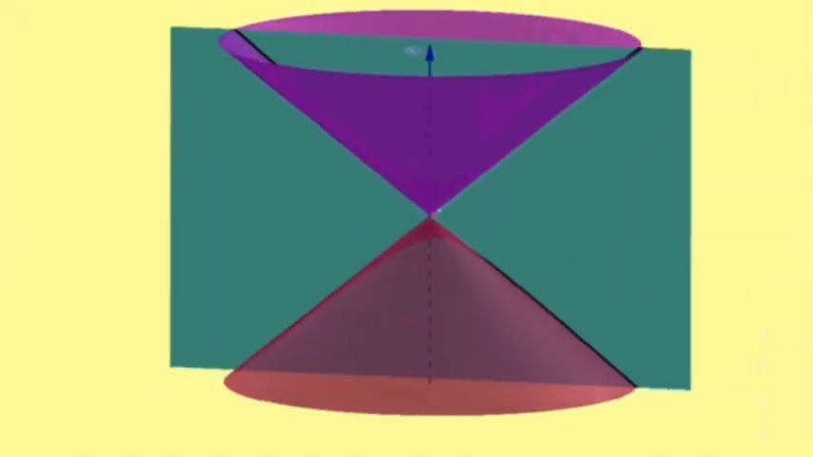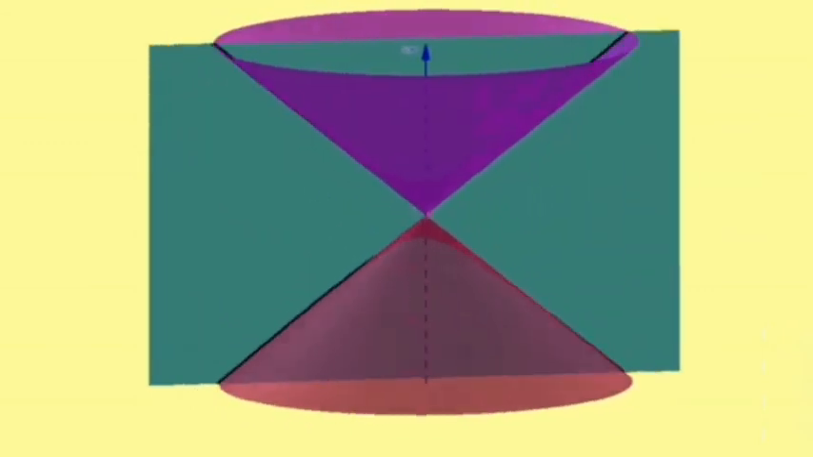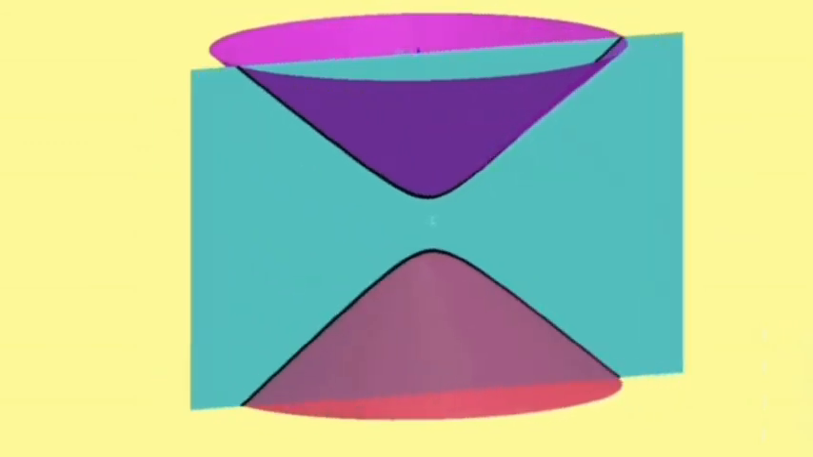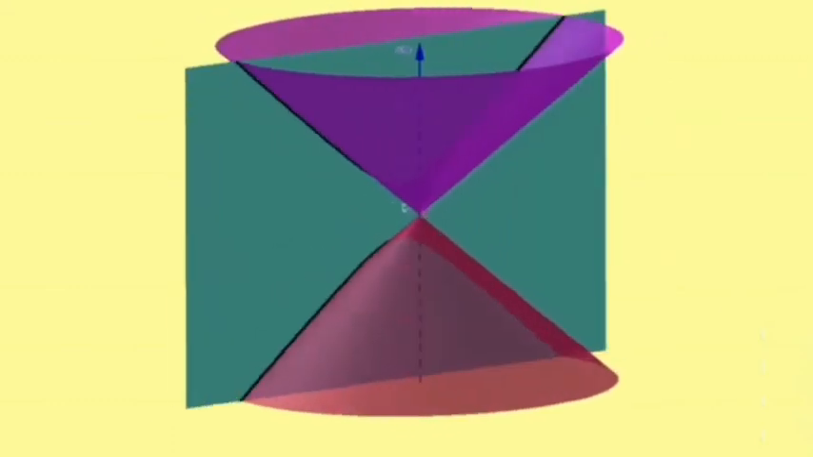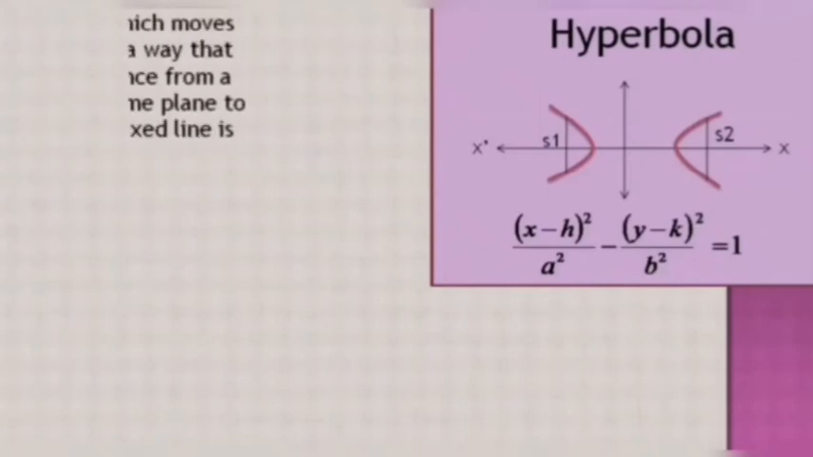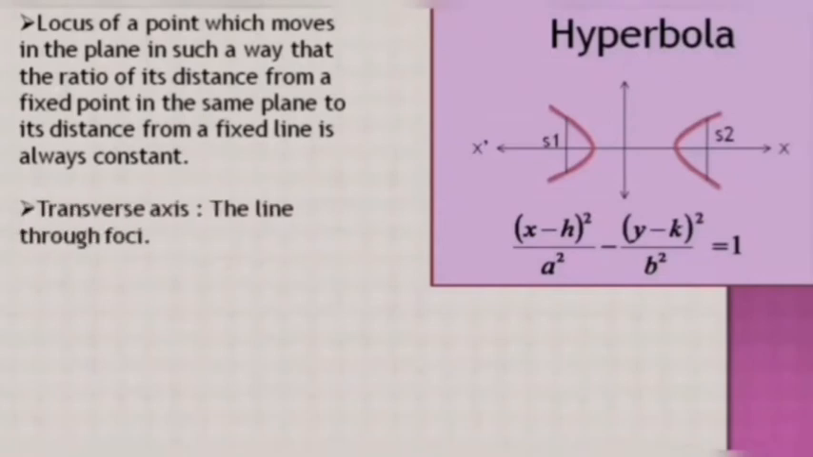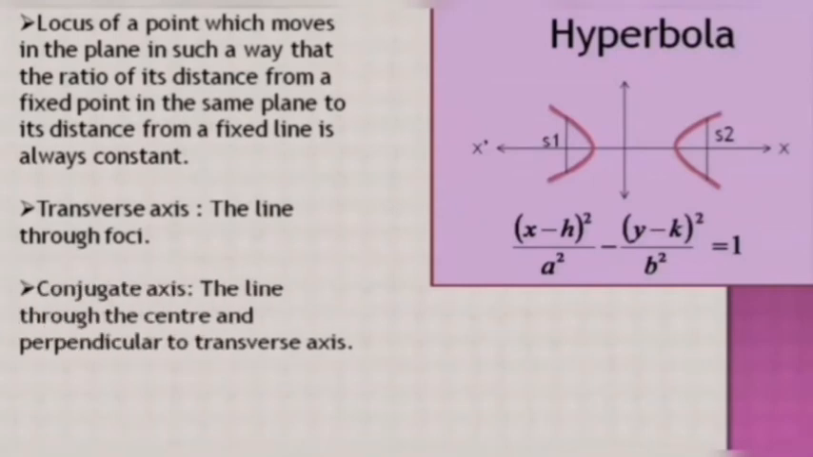When the plane cuts the cone at an angle closer to the axis than the side of cone, a hyperbola is formed. Fixed point is called the focus and the fixed line is directrix. A hyperbola is the locus of a point in a plane which moves in the plane in such a way that the ratio of its distance from a fixed point in the same plane to its distance from a fixed line is always constant, which is always greater than unity. The line through the foci is transverse axis. The line through the center and perpendicular to transverse axis is conjugate axis. The point of intersection is called vertices.